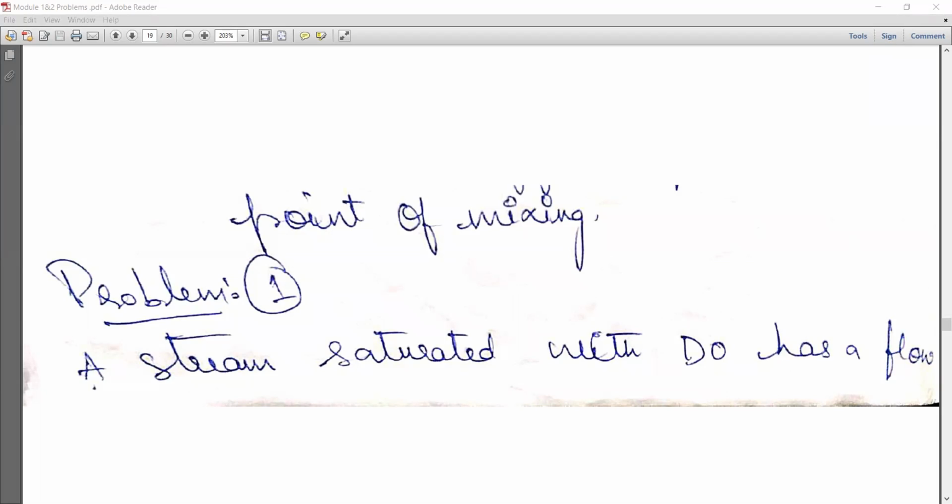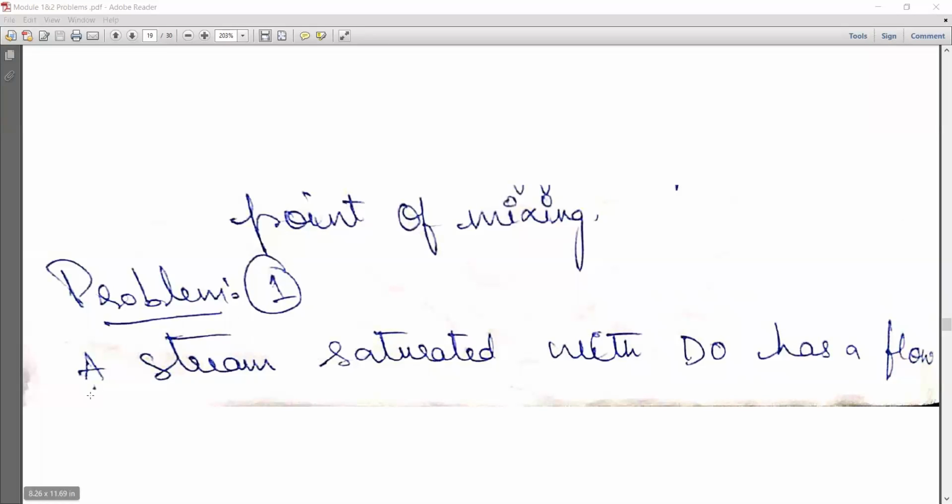So I want you all to write down this problem. The problem we have to solve now is on the Streeter-Phelps formula. Streeter-Phelps formula problems we have to solve. So I want you all to write down this problem.